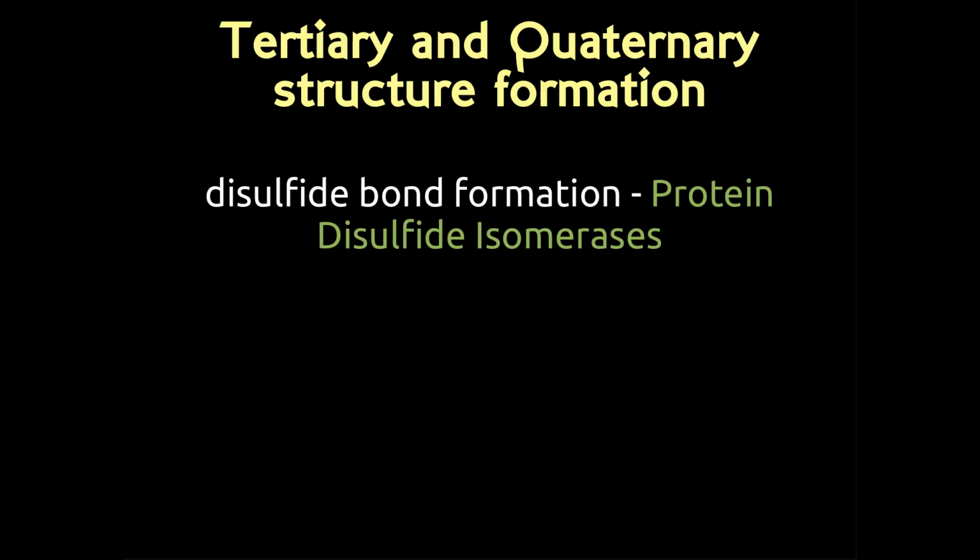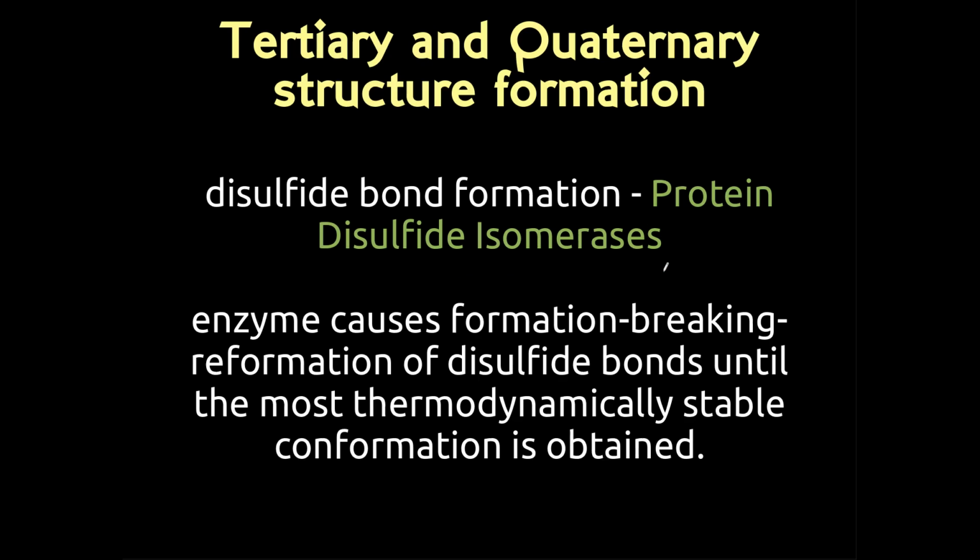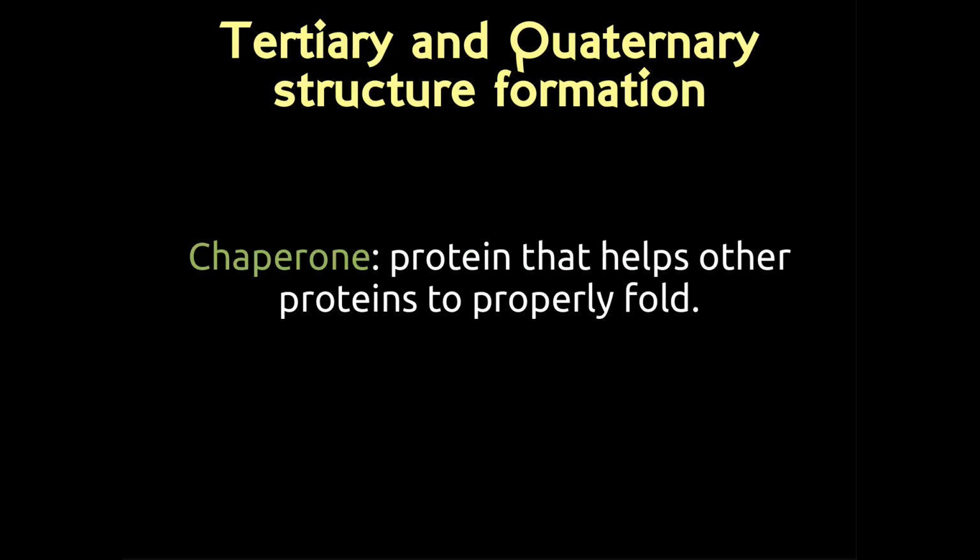One of the proteins that's responsible for this is protein disulfide isomerase, which will help form this. These enzymes cause formation, breaking, and reformation of disulfide bonds until the most thermodynamically stable conformation is obtained. So it just keeps forming them, breaking them, and reforming them until you get a very thermodynamically stable conformation. Another protein that helps these proteins achieve their proper tertiary and quaternary structure are chaperones. These are proteins that help other proteins fold properly.